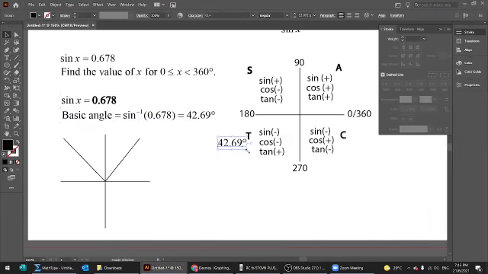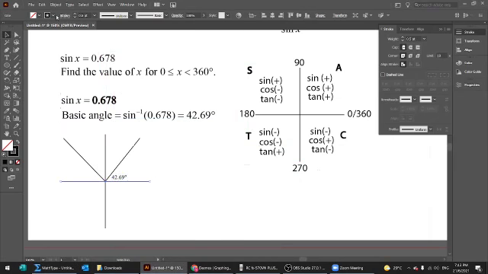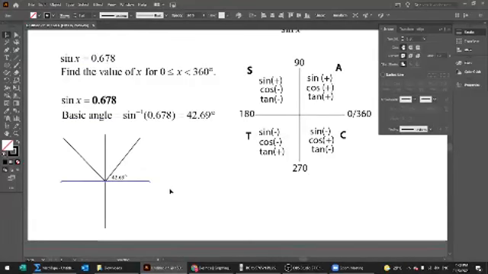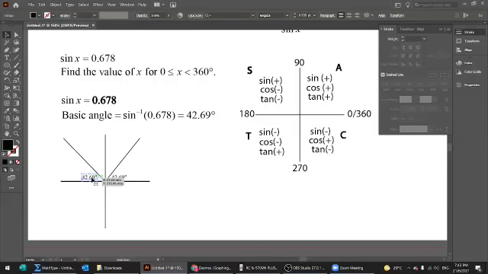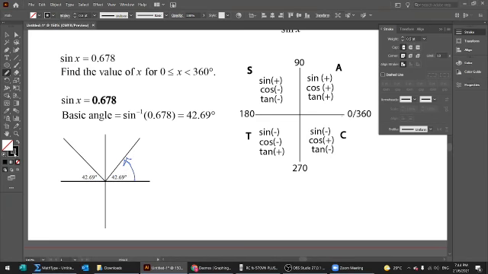You must remember that the angle 42.69 always sticks to the horizontal line. So the angle is here, not here. It's always horizontal. This is the horizontal line, we are talking about this line. So it's here and here. The angle that I'm looking for is always from 0 here. This is the angle you're looking for, and also this angle.